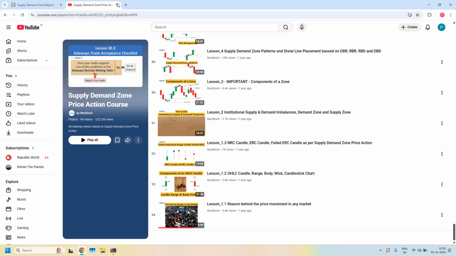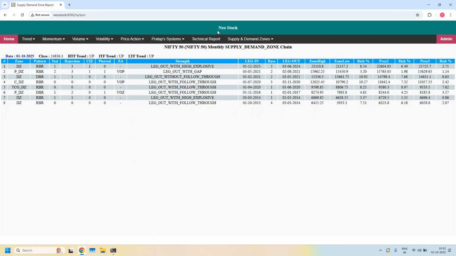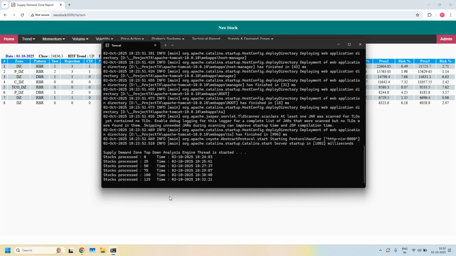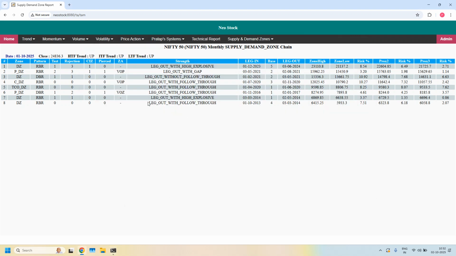Okay, now I am going to generate different supply demand zone reports with the help of NeoStock software. Currently the top-down analysis process is under process, so until its completion, I cannot generate those reports. First I will generate NIFTY and BANKNIFTY supply demand zone chain reports while the process completes. Okay, this is the NIFTY monthly supply demand zone chain report.